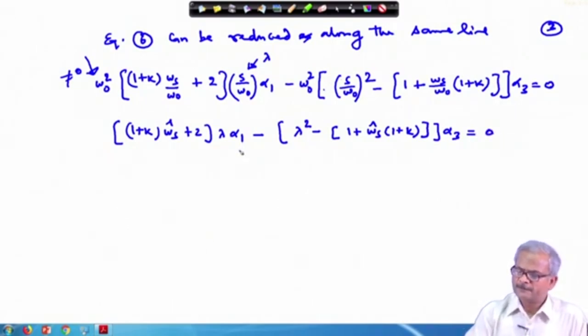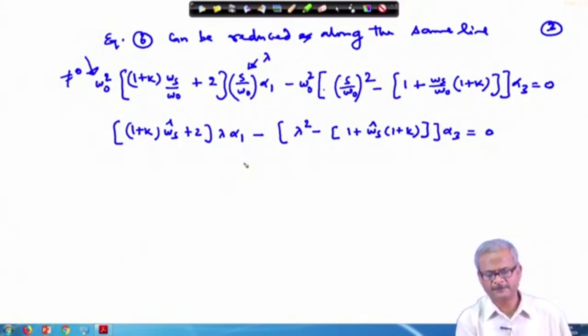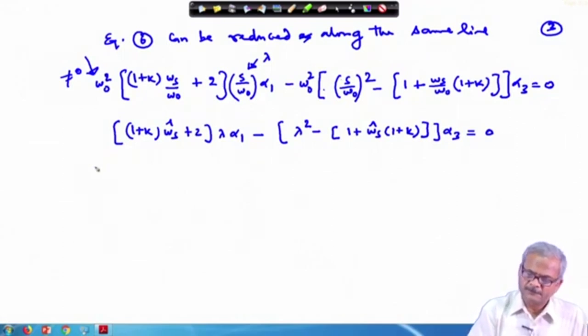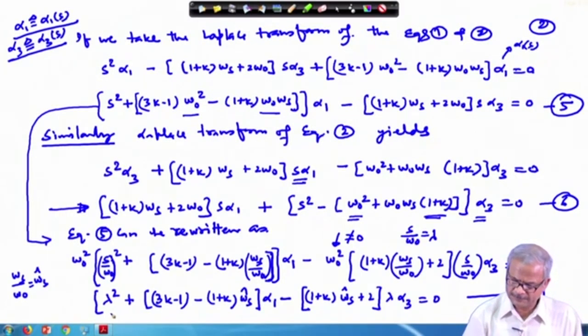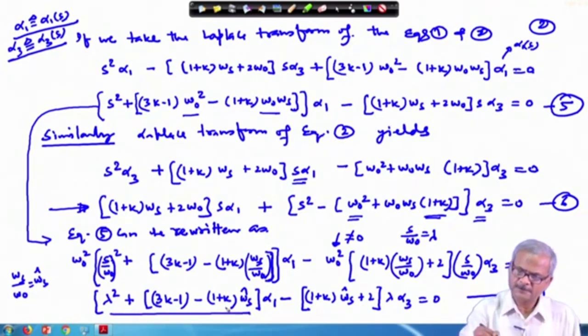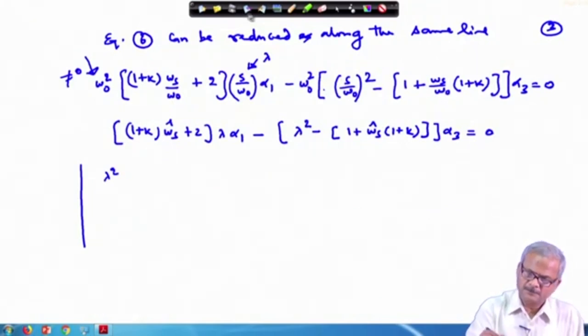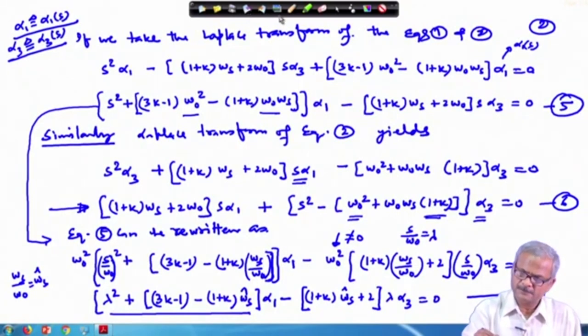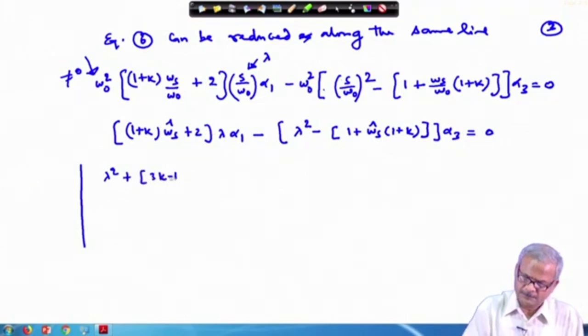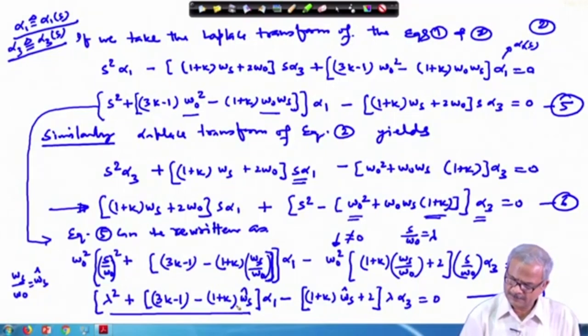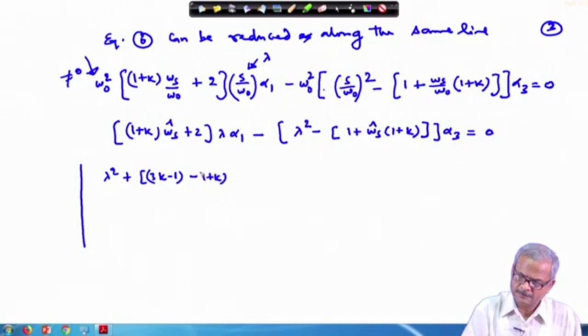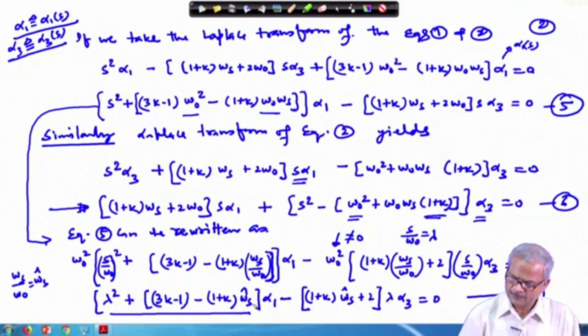So we have these two equations in alpha 1 and alpha 3. So we can get the eigenvalues from these two equations, or we say for the non trivial solution, we can form the determinant from this, it should be equal to 0, and that gives us the required eigenvalue equation. So we combine both of them together. So combining them together, let us go back. This is the first term here, okay, lambda square 3 k minus 1, and then minus 1 plus k omega s cap, omega s cap. Okay. So this is the first term.